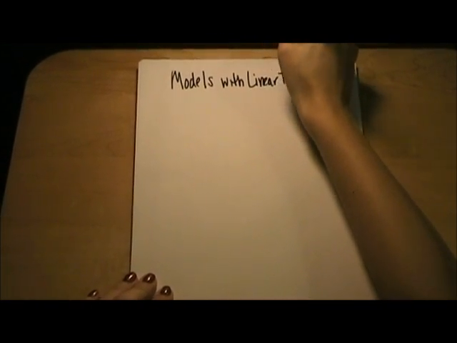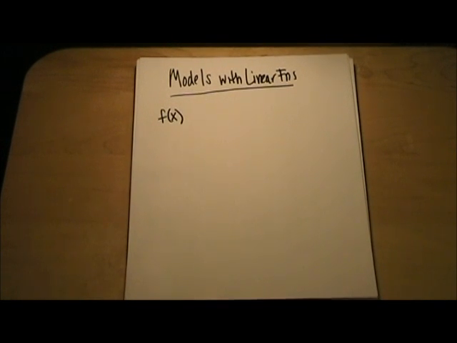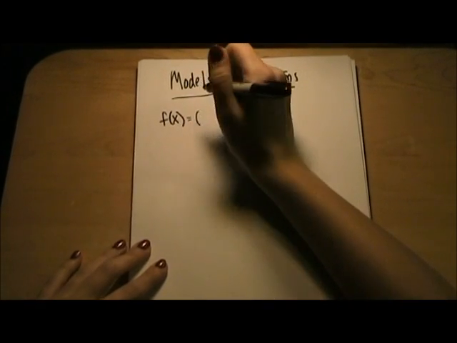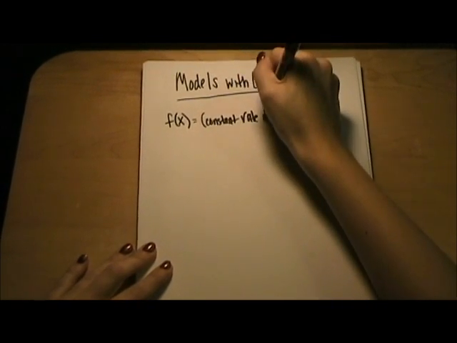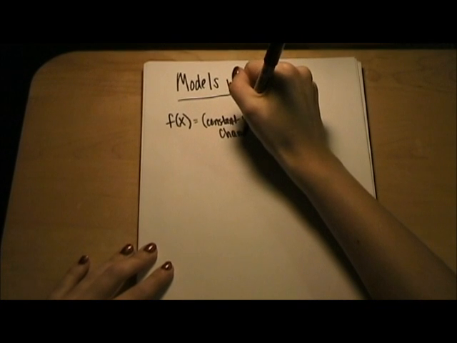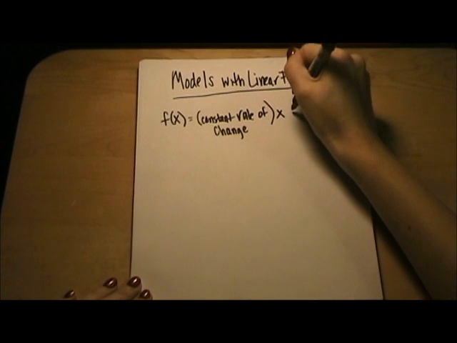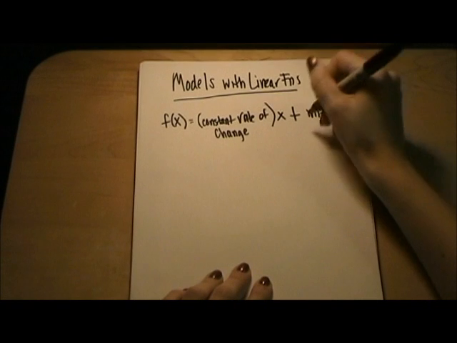Models with linear functions. A word problem that can be represented by a linear function is going to look something like this. f of x equals constant rate of change, which we learned means slope, times x plus the initial amount.